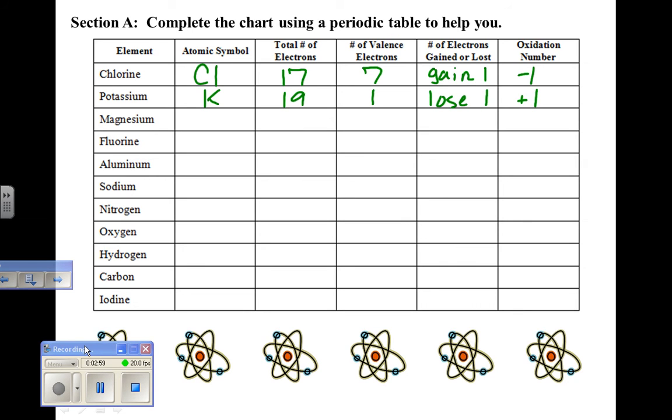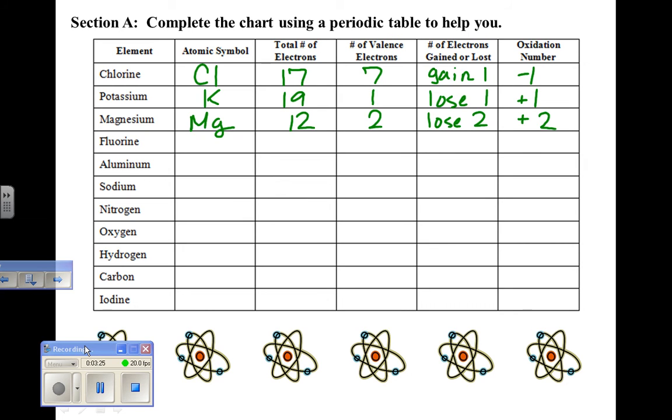Okay, magnesium, what's the symbol? Mg. Number of electrons? 12. Valence, 2, because it's in the second group. So what's it going to do? Lose 2 or gain 6? Lose 2. So losing 2 would make the oxidation number +2. So it's kind of like the opposite.